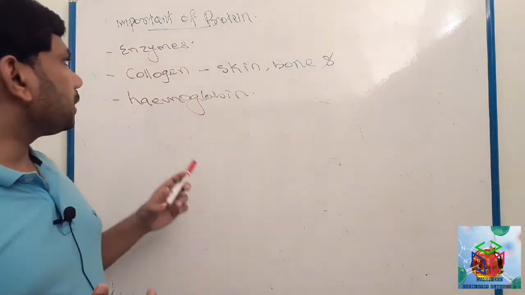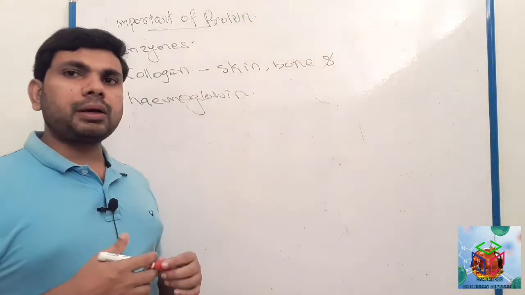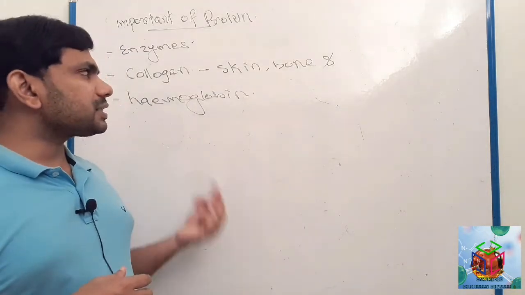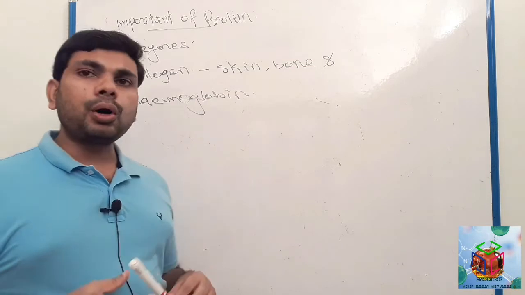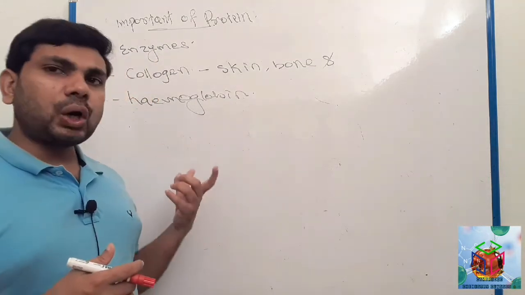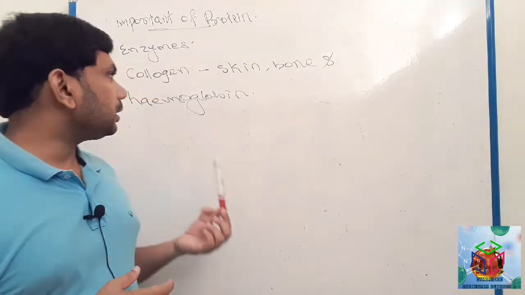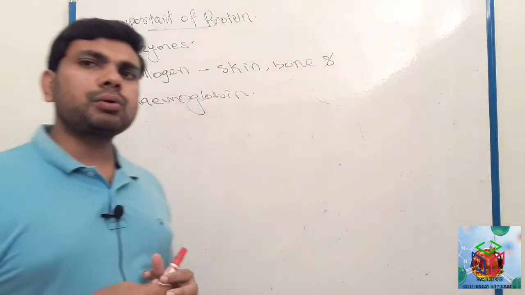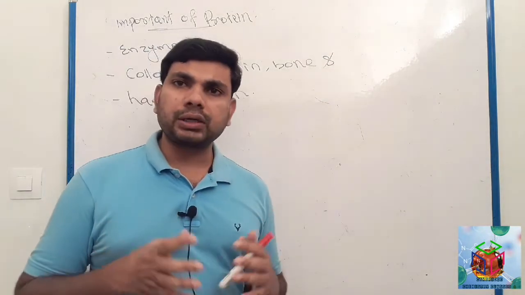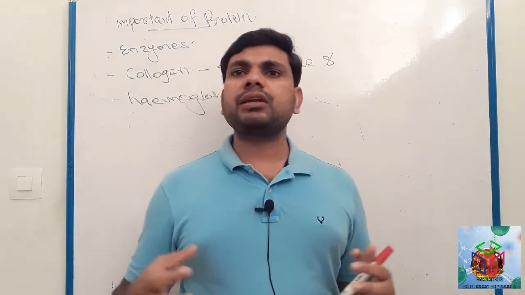Similarly here, collagen is another polymer. Skin, bone, teeth, these are made of collagen, and this is also another important polymer. Here, hemoglobin is also made of protein. Hemoglobin helps to carry oxygen to different parts of our body.